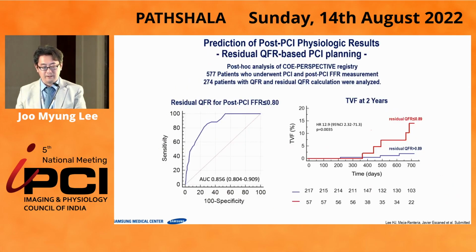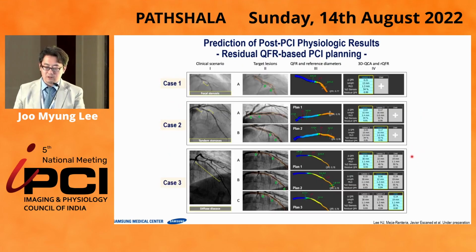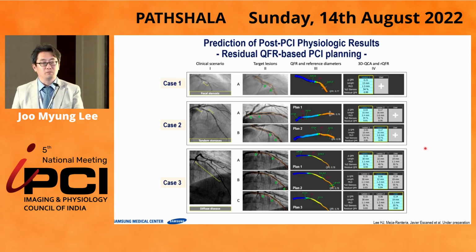post-PCI FFR. And Dr. Javier Escaned and the Korean group, we evaluated the COE Perspective Korean registry, 600 patients who underwent post-PCI FFR measurement. When we analyzed residual QFR, its predictability for the actual post-PCI FFR was very good, AUC 0.856, and patients with low residual QFR less than 0.89 had a much higher risk of target vessel failure than the other groups.